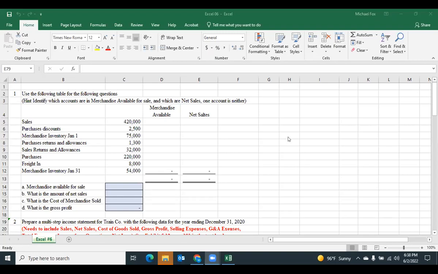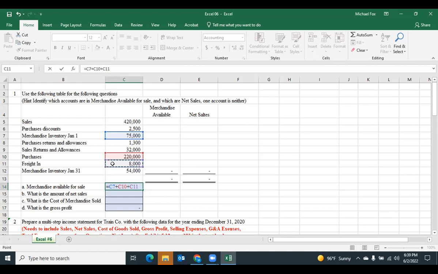So let's see. It says use the following table. So you mean this number one? Yeah, I wasn't quite sure what it was asking for. Sure. So for sales, our merchandise available for sale, as an example, is going to be any inventory we had, so our inventory at the beginning of the month, plus any purchases we made, plus the cost of our freight, minus any purchase returns and allowances, and minus any discounts.